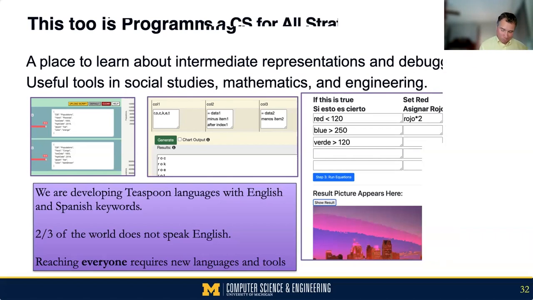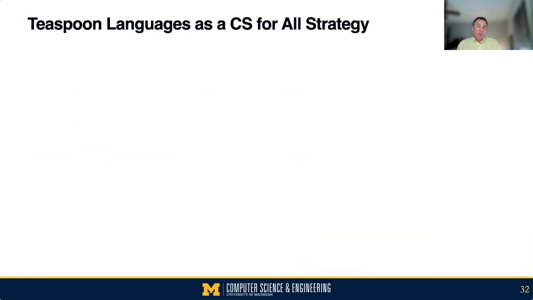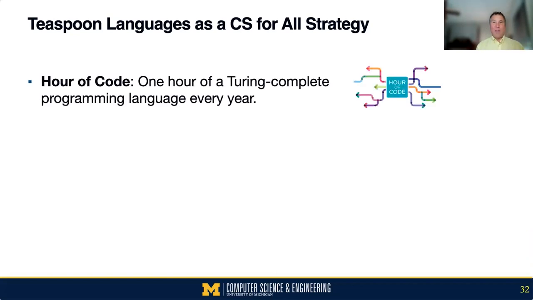So, I want to contrast the teaspoon languages with a strategy that's used in many states around the challenge of reaching everyone, CS for all. So the Hour of Code from code.org is about once a year, the students all use an hour of a Turing complete programming language, typically something like Blockly or Scratch. It's real computer science. We recognize that it's repetition, variables, and all the rest.